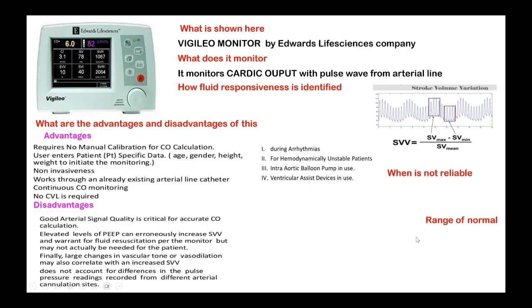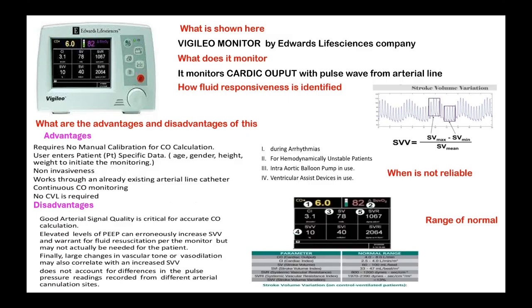What is the range of normal values for all these parameters? What should be the cardiac output? What should be the cardiac index, stroke volume? Cardiac output can be anywhere between 5 to 6 liters, and cardiac index is 1.8 to 3.4. Stroke volume, like that you have the range for all these things.